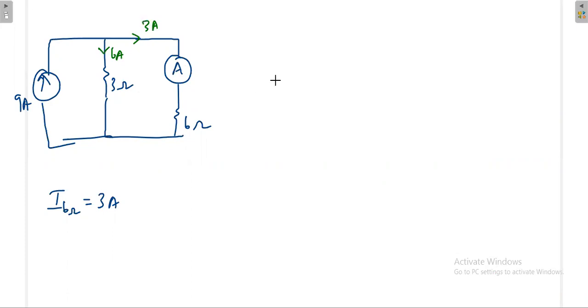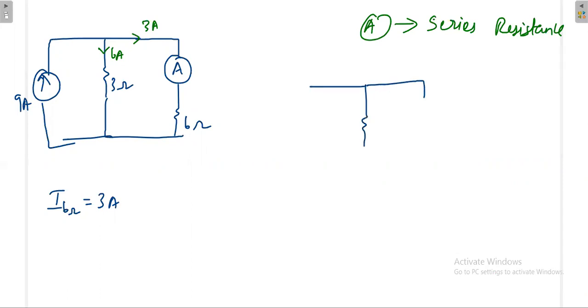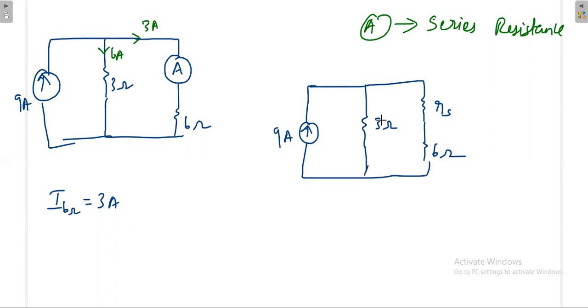But once you connect the meter, what will happen? The ammeter will introduce series resistance, because it is connected in series with this resistance. Ammeter means series resistance. Voltmeter means parallel resistance. So I can draw it like this: 6 ohm, 3 ohm, and 9 ampere. Now let this value RS be very small. Very small value we have introduced.